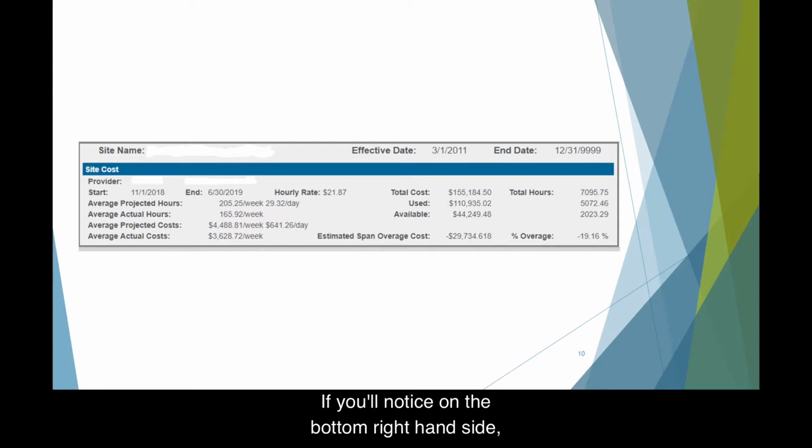If you'll notice on the bottom right-hand side, there's an overage of negative 19.16%. That means this site was underutilized by 19%. This is where we need to start asking the questions of why. Why are we underutilizing, or why are we overutilizing? What did we miss when we were in the planning process?